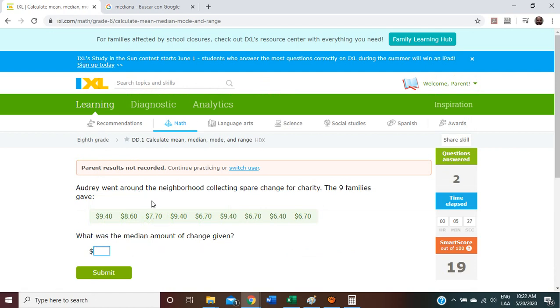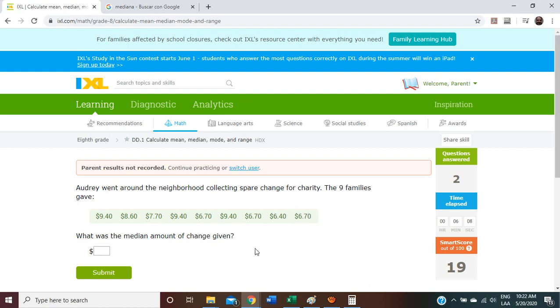Audrey went around the neighborhood collecting spare change for charity. The 9 families gave this amount of money. What was the median? Okay, median. Okay, to get the median, sorry, this coronavirus is killing me. No, just kidding. Okay, so to get the median, we need to order these amounts from highest to lowest or from lowest to highest. And the number that falls right in the middle is going to be our median.